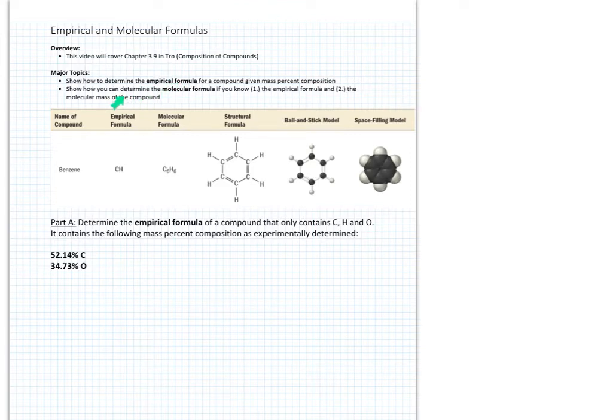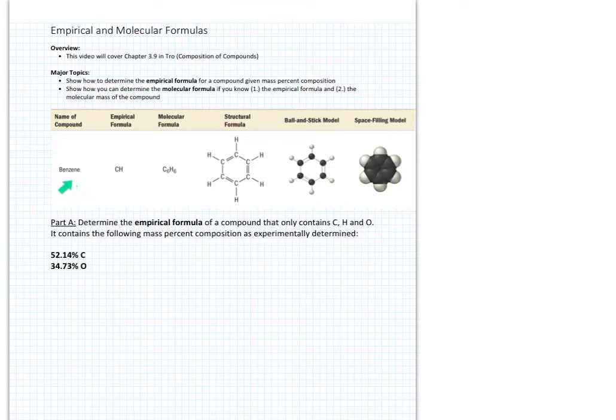And the second half of this video will be how you can determine the molecular formula if, one, you know the empirical formula, in other words, you just did the prior step, and two, the molecular mass of the compound is given to you. Before we dive into this, I want to make sure that we know what these words mean, empirical formula and molecular formula.